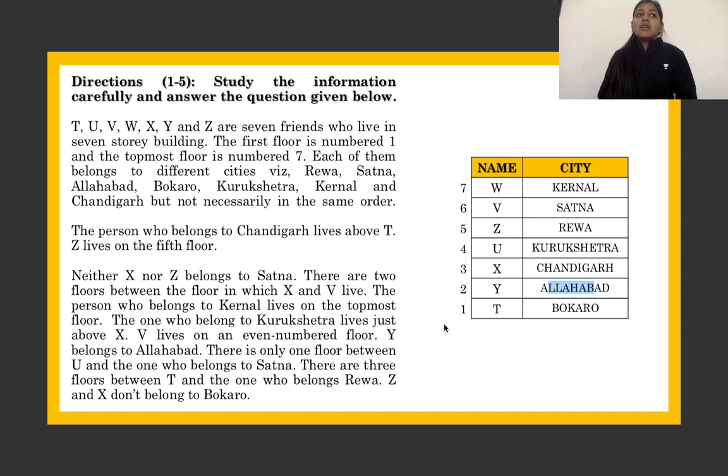Okay, you will find that for either X or Z, you will be getting Bokaro or Satna, which is not possible because it's given that Z and X do not belong to Bokaro, and also neither X nor Z belongs to Satna. So by using both of these statements, Z and X do not have Bokaro or Satna, but if you put V on the 4th floor, you will be getting either X or Z belonging to Satna or Bokaro. So that is where it will be contradictory, and you will have to cancel that case, and you can move on to this case where V is on the 6th floor. So put X here, Kurukshetra here, and when you go on solving, you'll see that you get it all correct. For Z and X, we get the different cities apart from Bokaro and Satna.